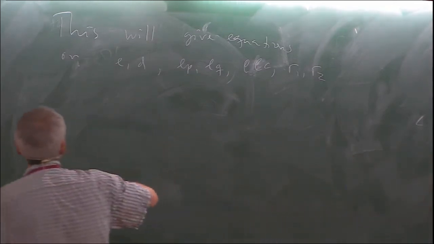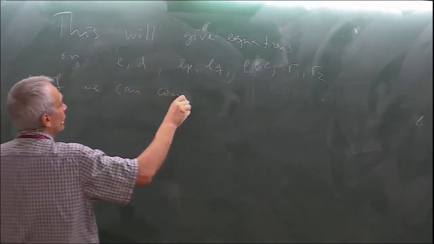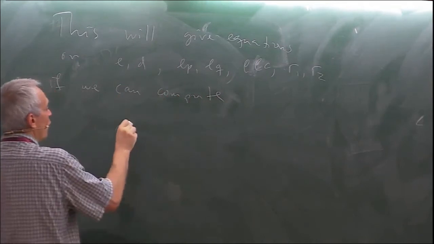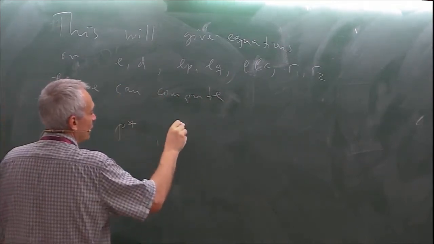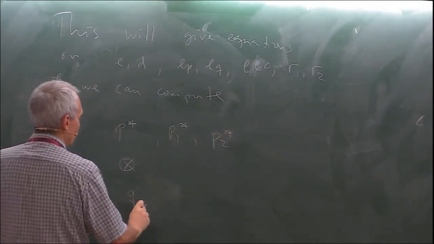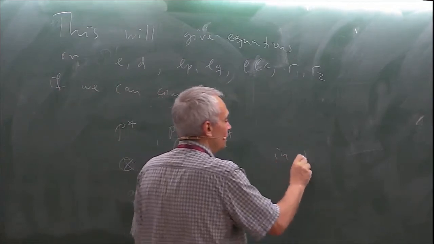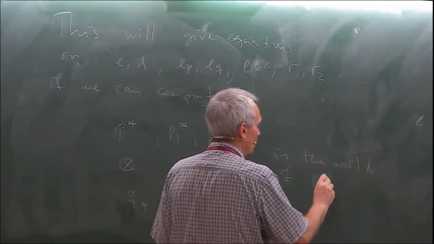So this will give equations if we can compute the pullback by P, by P1, by P2, the tensor product, and the push forward by Q star in the world of parabolic Higgs bundles.